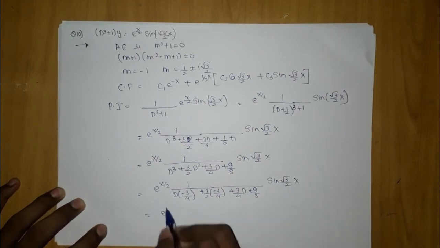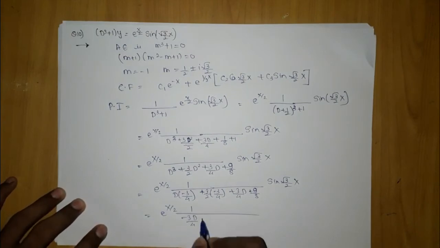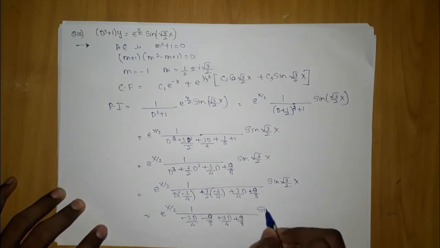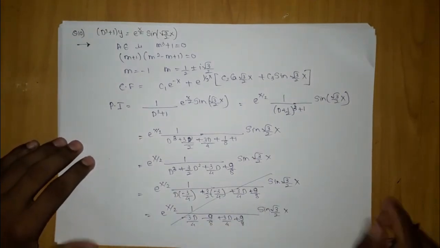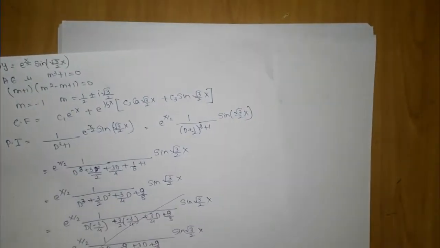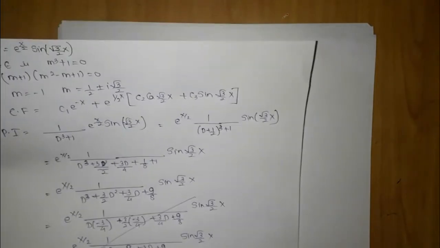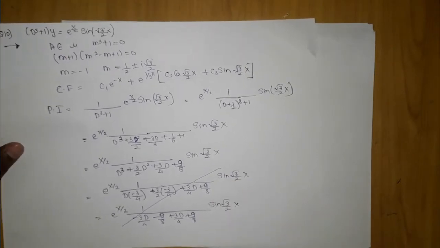So if we simplify, e to the power x by 2, 1 by (minus 3D by 4 minus 9 by 8 plus 3D by 4 plus 9 by 8). So we are getting 0. What does it mean? It means that we have to differentiate it here. If we differentiate here, then only we will get the answer. So we are going to eliminate these two steps, okay? And here also, the roots were complex, that's why we were not able to predict at what point it will come 0. But here we are getting 0 at D square equal to minus 3 by 4.